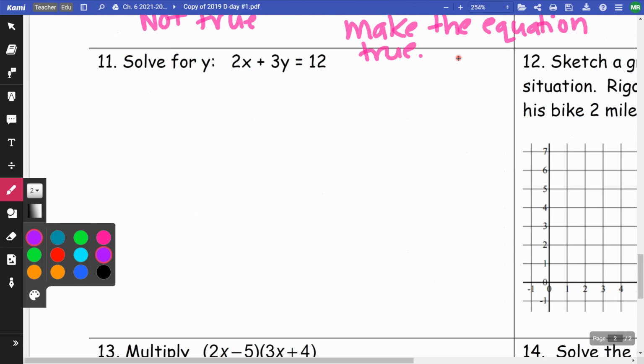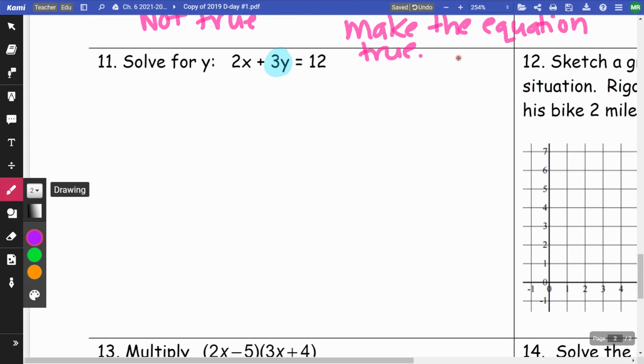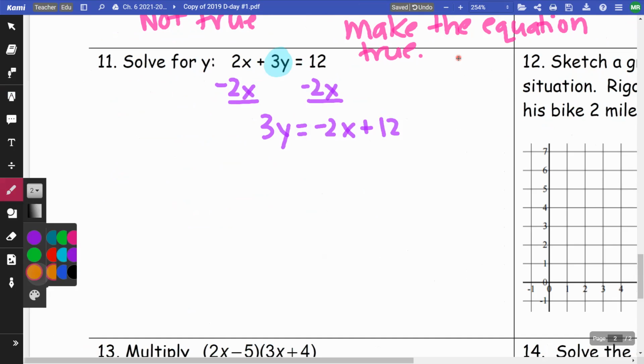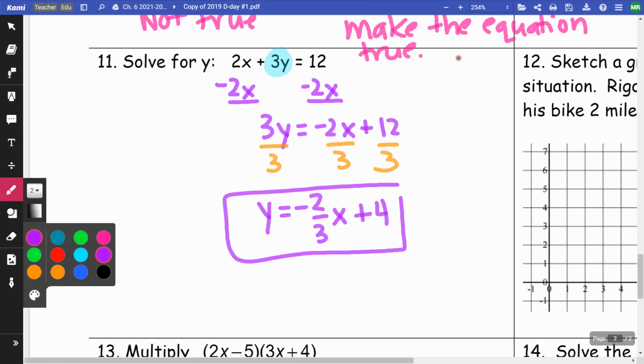On 11, we want to solve for y. So I want to get this positive 3y by itself first. My first step is I'm going to minus 2x, minus 2x. And I'm going to get 3y is equal to either 12 minus 2x or a negative 2x plus 12, whichever way you want to write it. Then I'm going to divide by 3, divide by 3, divide by 3. And I get y is equal to negative 2/3 x, which would be my slope if I was going to graph this line, plus 4. And that's your equation.